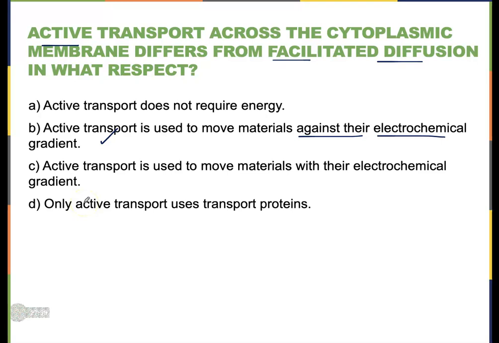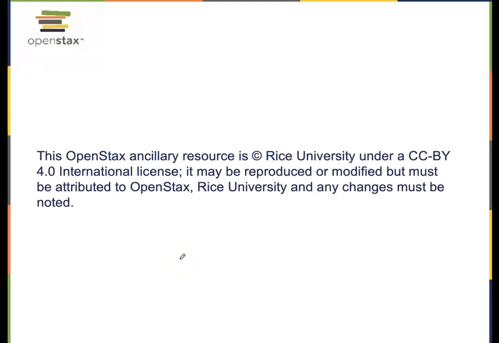And then answer D, only active transport uses transport proteins, is false, because for facilitated diffusion, you have to facilitate those molecules to move through proteins, right? So through those transport or channel proteins we mentioned. And that's it.